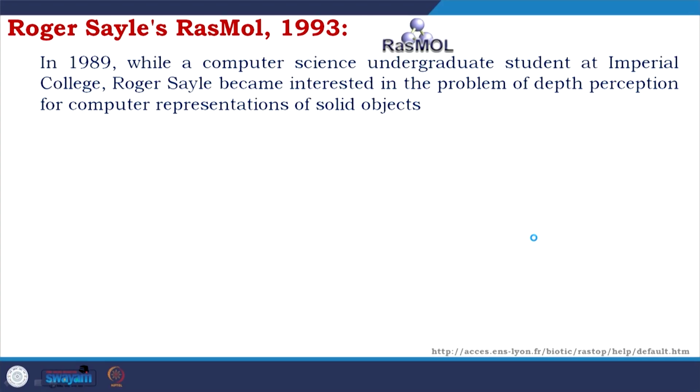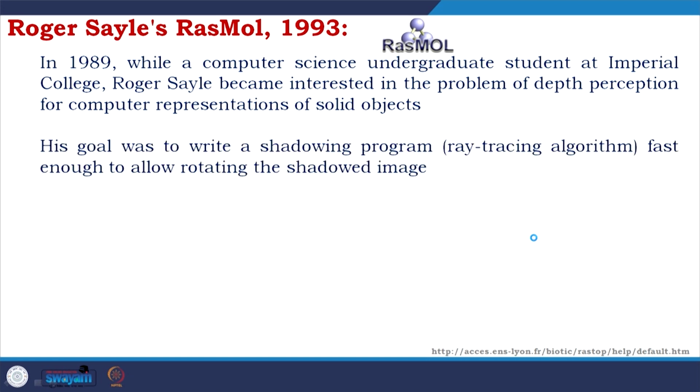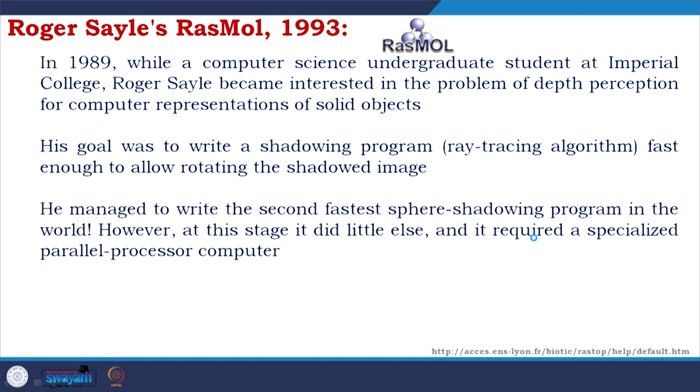So, talking about RASMOL, in 1989, while a computer science undergrad student at Imperial College London, Roger Sayle became interested in the problem of depth perception for computer representations of solid objects. His goal was to write a shadowing program, a ray tracing algorithm, fast enough to allow rotating the shadowed image. He managed to write the second fastest sphere shadowing program in the world. However, at this stage it did little else and it required a specialized parallel processor computer.